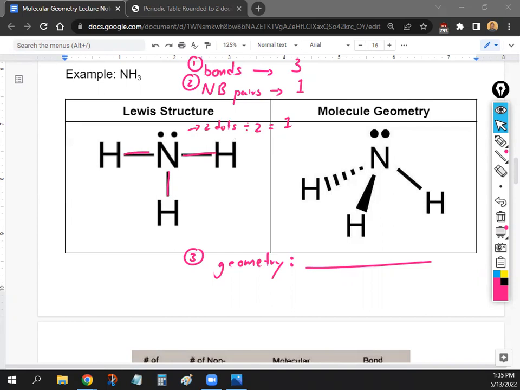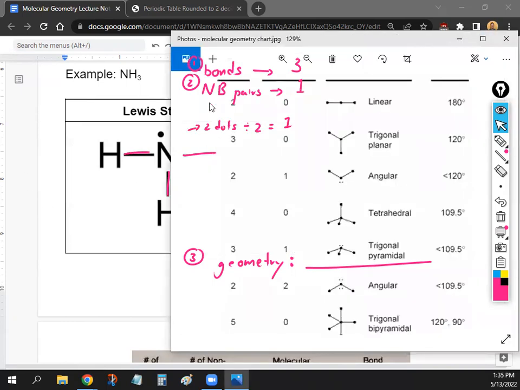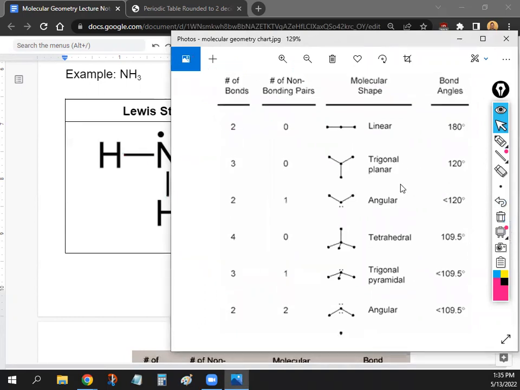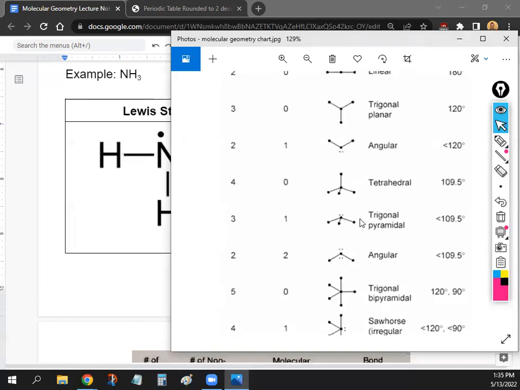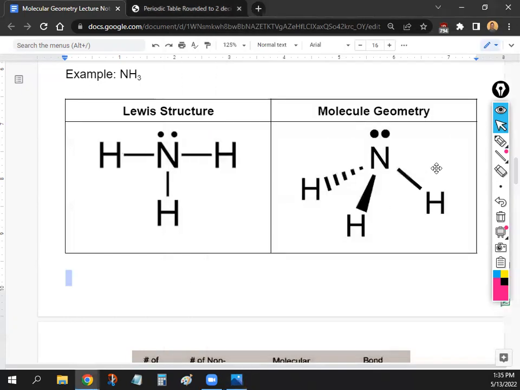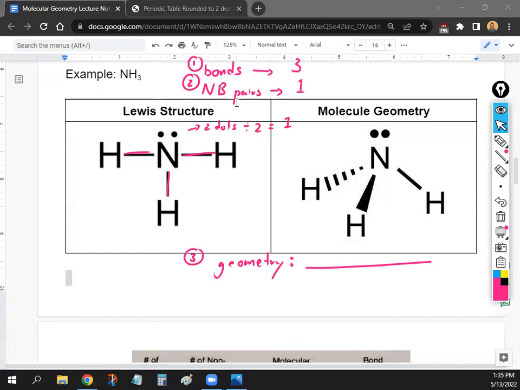So let's go to our chart and look up the one that has 3 bonds and 1 non-bonding pair. So if we go to 3, got 3 and 0, that doesn't work. But we got 3 and 1. And so we got the shape, and then the geometry is going to be this right here. Trigonal pyramidal, okay? So that's going to be the name of the shape. Trigonal pyramidal. And that's it. So that is going to be the geometry.